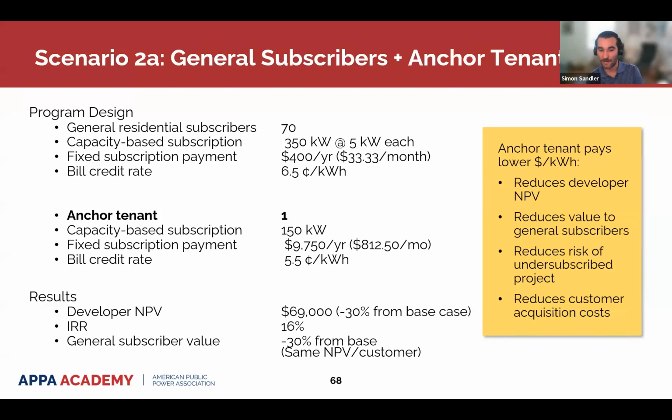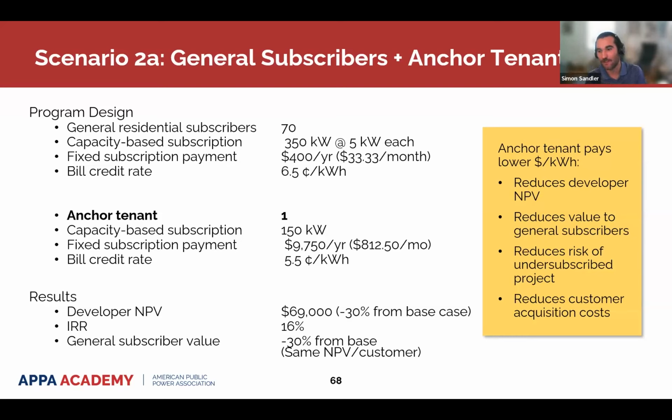What you'll notice here at the bottom is I am going to start talking about how the general subscriber value changes. It says a minus 30% from the base case in terms of its NPV. In reality, it's the same savings per customer. The NPV for the customer is the same. It's only a minus 30% from the base case because you removed 30% of the customers. So that class as a whole sees a reduction that's directly related to how many customers are no longer in that class.